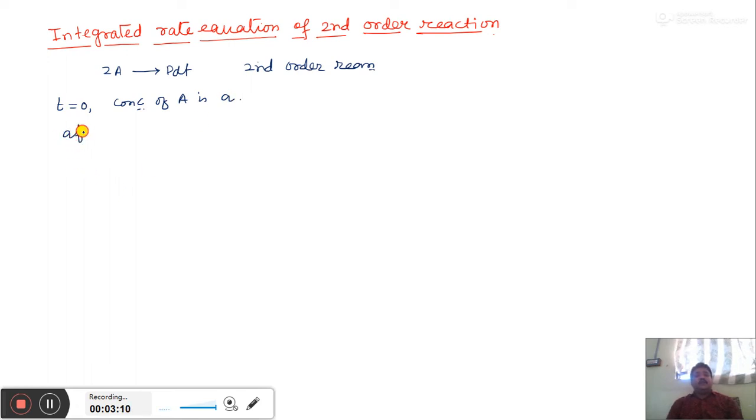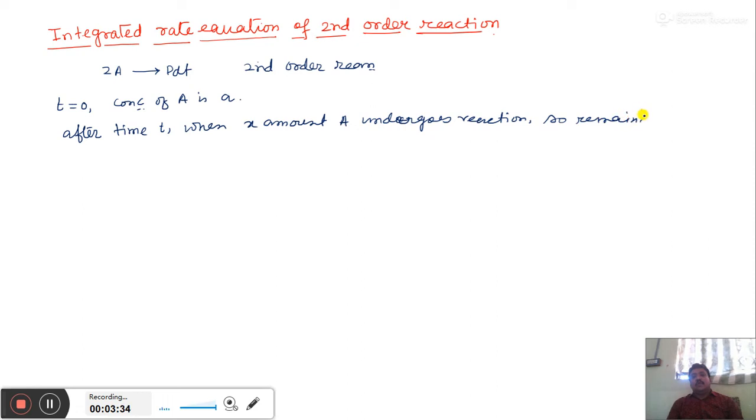After time t, when x amount of A undergoes reaction, the remaining concentration of A is a minus x. So after time t, the concentration of A is a minus x because x amount of A undergoes reaction.